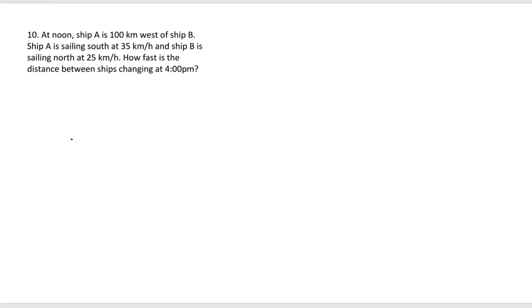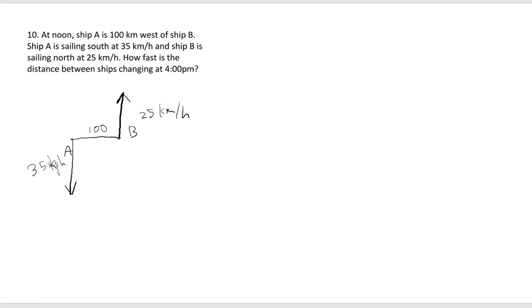So we have ship A and ship B. The distance between them is 100. Ship A goes down, and ship B goes up. It's going north. The speed going south is 35 kilometers per hour, and ship B is going north at 25 kilometers per hour.